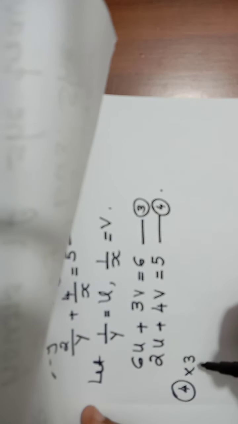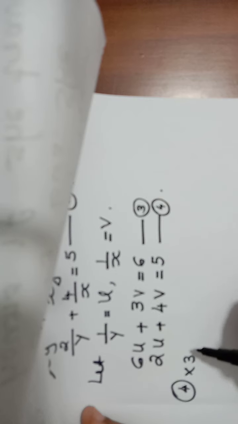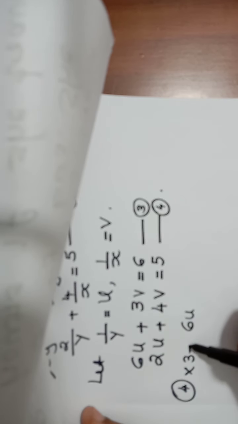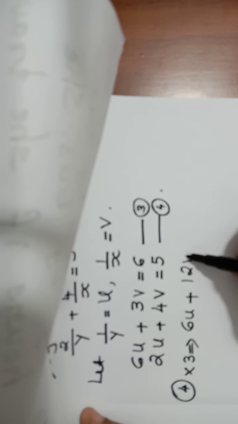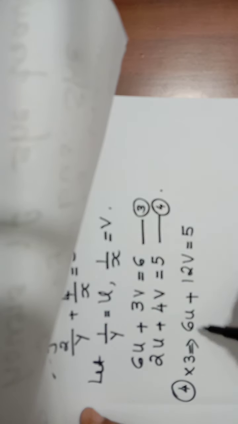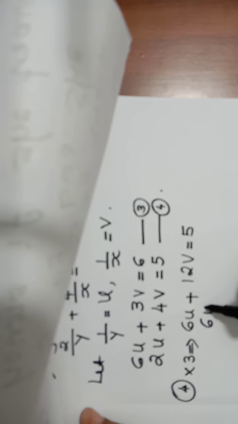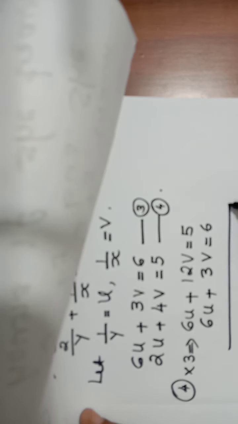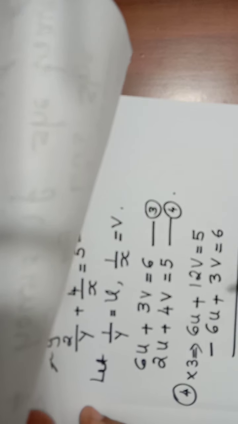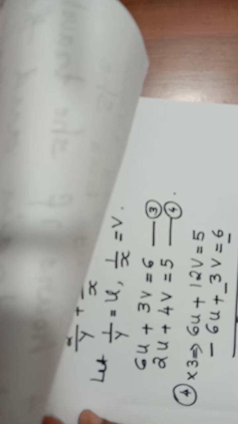That is 3 into 2u becomes 6u. This implies 6u plus 3 fours are 12v equal to 15. Below that we will write our third equation, 6u plus 3v equal to 6. Let us subtract. This is elimination. When we subtract, 6 minus 6 is 0, 12 minus 3 is 9v, equal to 15 minus 6.